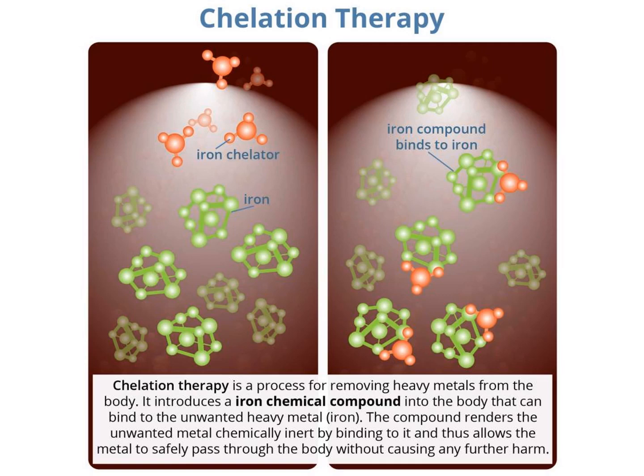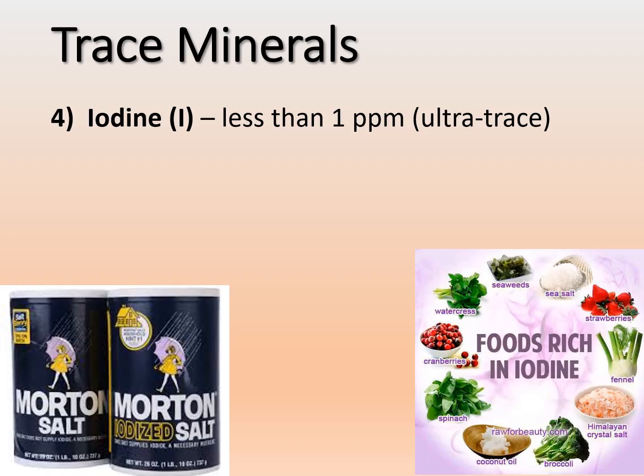So here's just an image to better understand chelation therapy. You introduce an iron chelator, meaning a compound that's going to bind iron, any sort of unwanted heavy metal, such as iron, and it essentially causes iron to be chemically inert so that it can no longer do damage, it can no longer be stored, and thus it allows that iron to either be excreted or pass through the body without further harming the tissues.